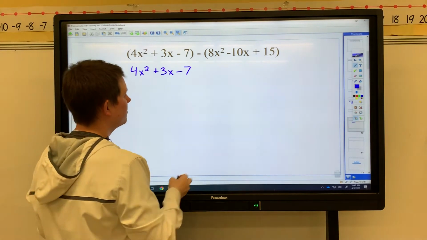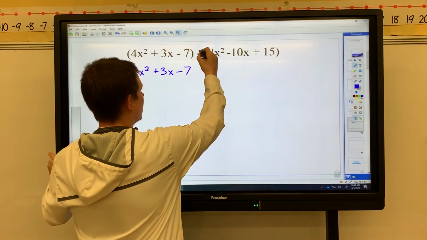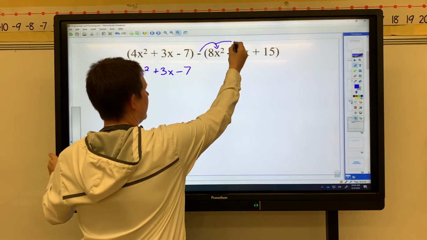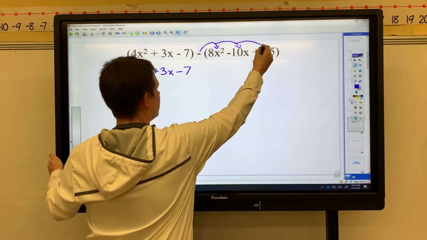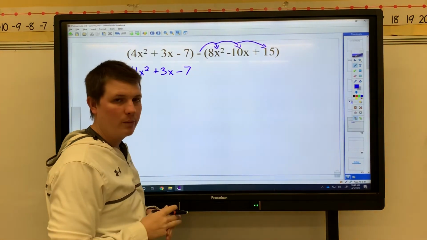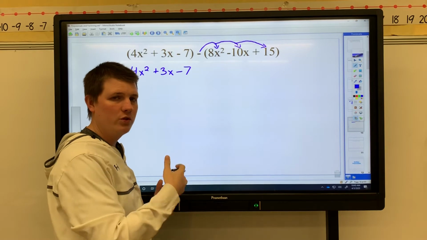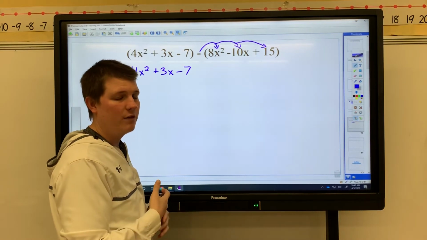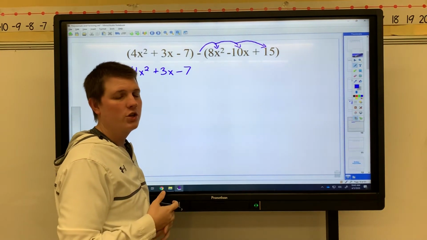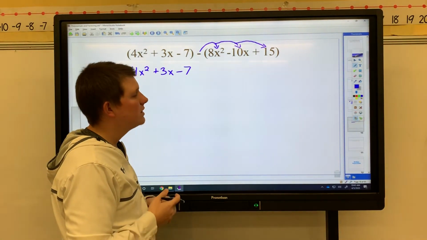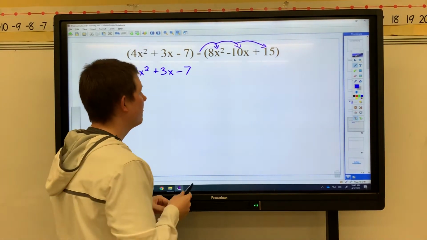Then what we're going to do is take this subtraction and distribute it inside. In this case, because it's a trinomial, we're going to distribute it to all three. If it was a binomial, you distribute it to both terms. If it had 4 terms, distribute it to all 4. You're just going to distribute that negative to all the numbers inside.